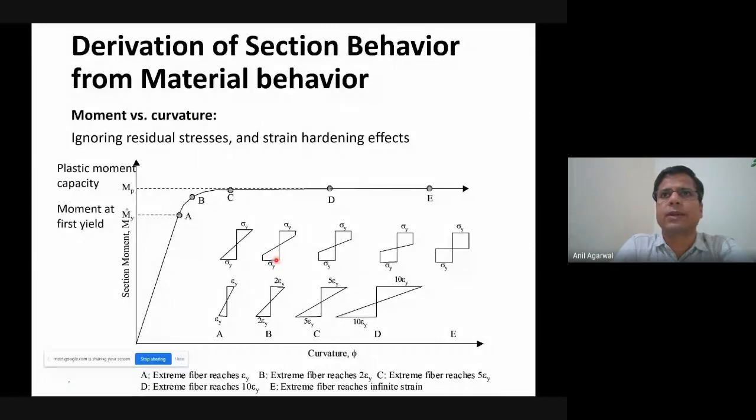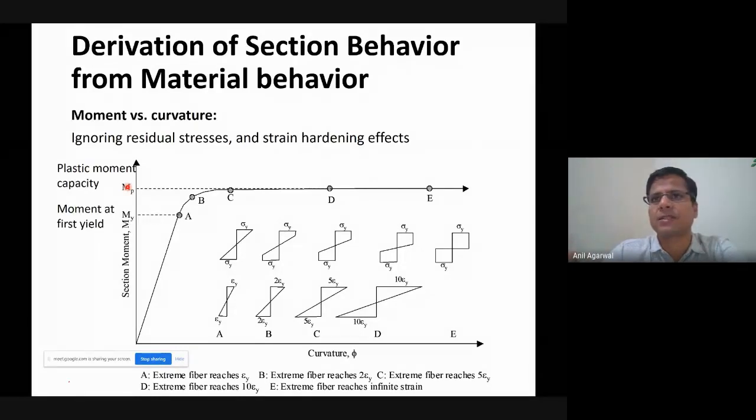Correct? And subsequently, as you keep increasing the curvature, more and more fibers start to yield, and then you will end up with the situation where the entire cross section has yielded. Half of it has yielded in tension, that is, let's say, the bottom part, and half of it has yielded in compression, that is the top part. So what you see here is this point where the entire cross section has yielded, and the difference between My here and Mp here is basically the reserve capacity beyond My, beyond the first yield.